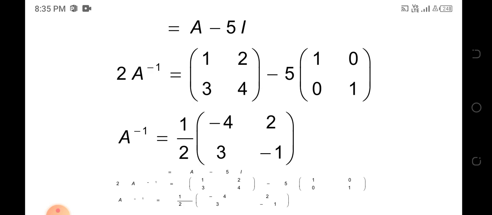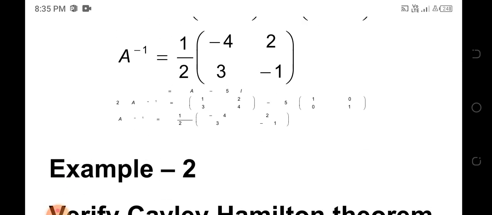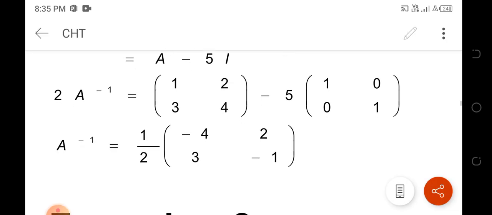so bring the 2 to this side, you will get the value as 1 by 2 into minus 4 2 3 minus 1. So finally you are getting the value as 2A inverse equal to like this, and A inverse equal to like this. This is the value you are finding here.